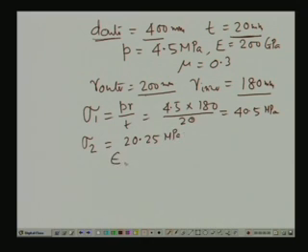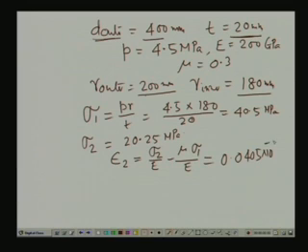Correspondingly, the strain in the longitudinal direction, epsilon 2, is equal to sigma 2 by E minus mu sigma 1 by E. If we substitute the values of sigma 2, sigma 1, E and mu, this comes as 0.0405 into 10 to the power minus 3. So, this is the value of the strain in the longitudinal direction.